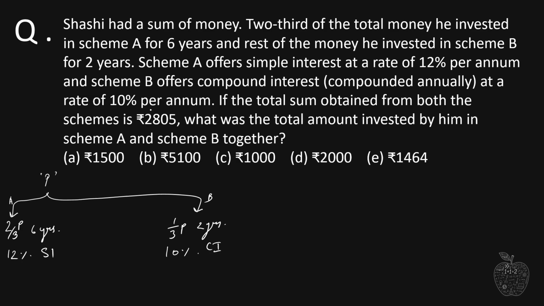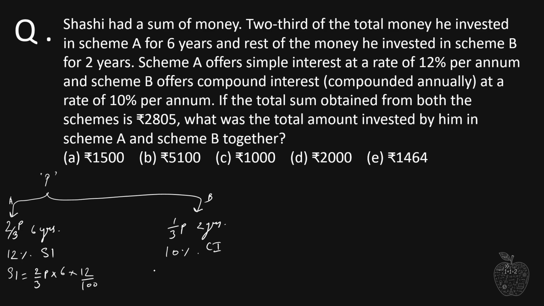Okay, so let's first calculate the interests. Let's use the formula for simple interest, which is P n r by 100. So P is 2/3 P, n is 6, into r, which is 12/100. Let's leave it as it is, we don't calculate it just yet.